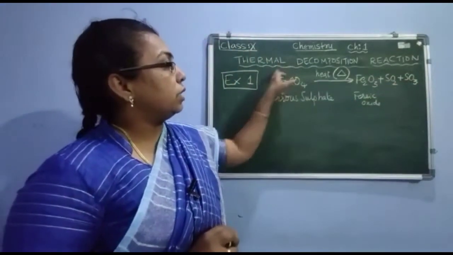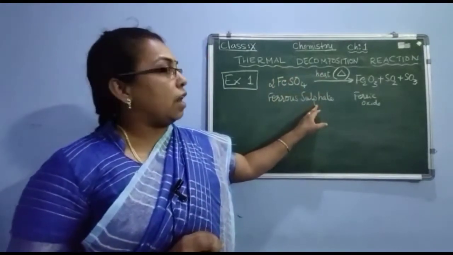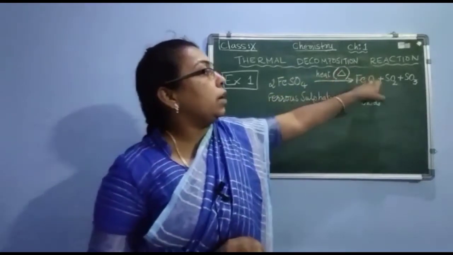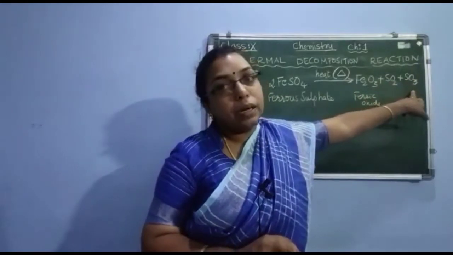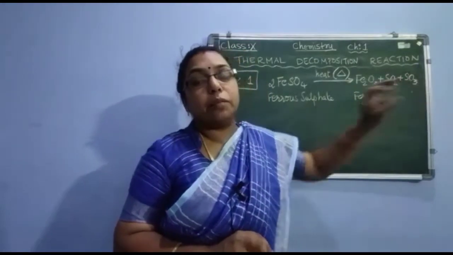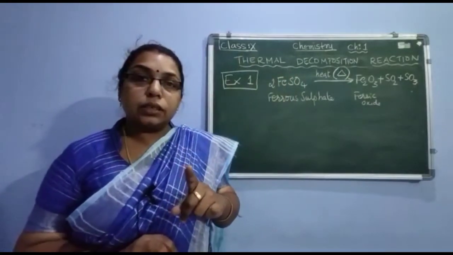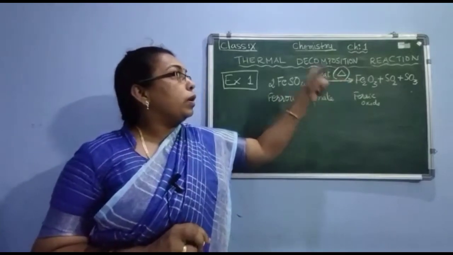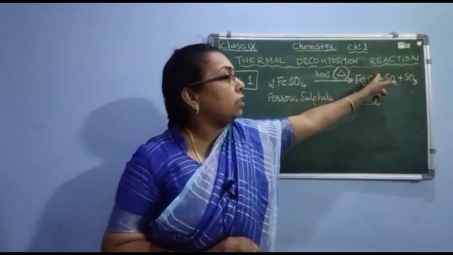In this reaction, there is a single reactant, and what is the single reactant? Ferrous sulfate, and we supplied heat and it decomposes into ferric oxide plus sulfur dioxide plus sulfur trioxide. That means we obtained 3 products from a single reactant, and we supplied heat energy for this reaction. So we call it a thermal decomposition reaction.